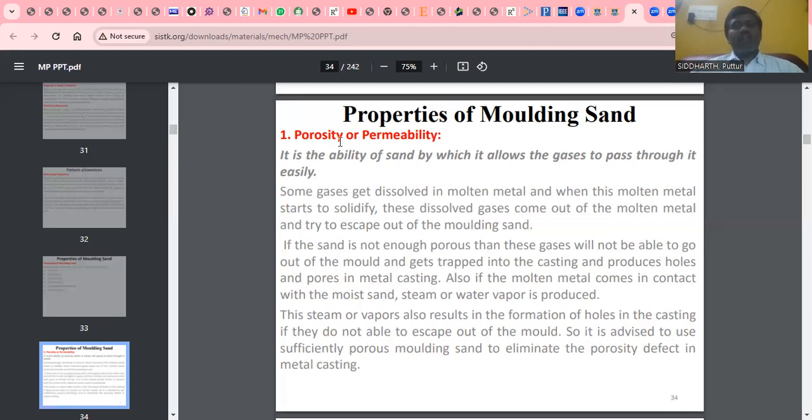Suppose there is low permeability or low porosity, what will happen? All these gases or fumes will stay there, and the mold cavity will not be filled completely by the molten metal. Automatically, a defective component will come into the picture. So that is the meaning of porosity. Finally, the molding sand should have this porosity or permeability property.